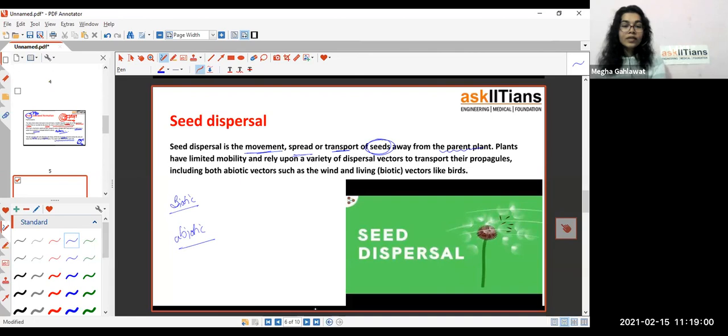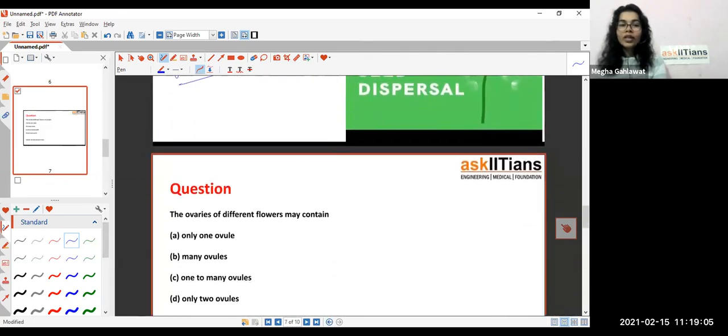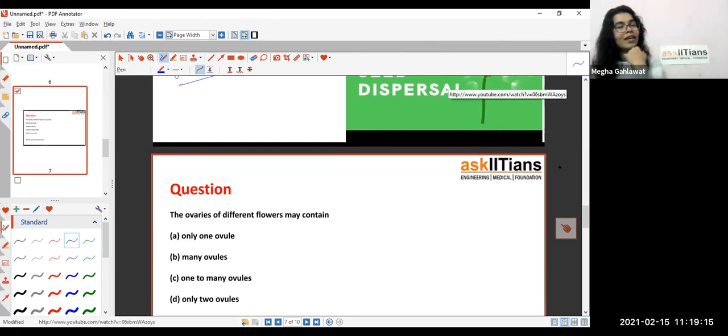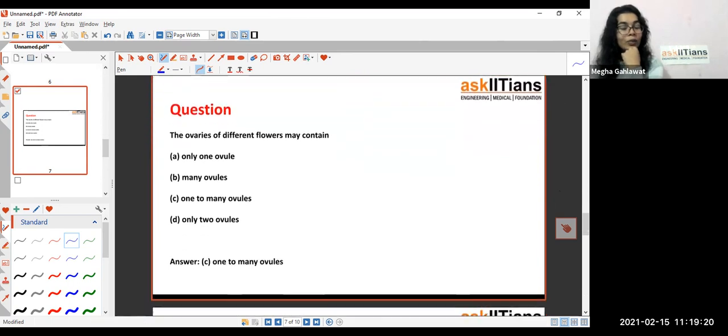Now that we have studied and completed the chapter, we're going to move forward to a few questions, okay? Now see, the ovaries of different plants may contain one ovule, many ovules, one to many ovules, or only two ovules. Yes, you're absolutely correct. The answer is C, okay? One to many ovules, completely dependent upon the type of plant that we're talking about.